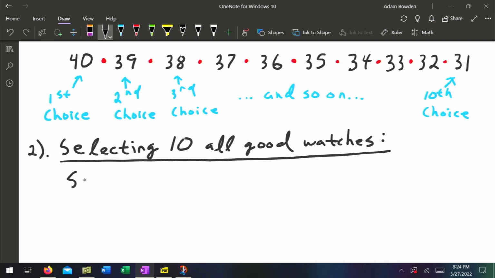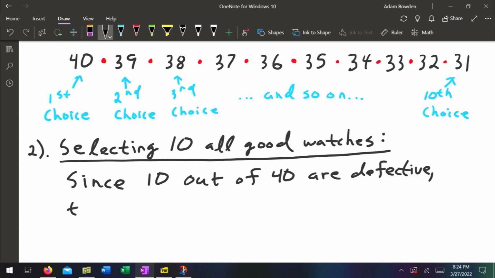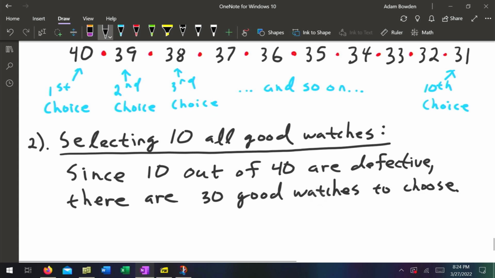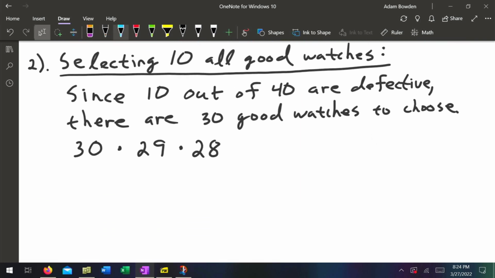Okay, so since 10 out of 40 are defective, we can say that there are 30 good watches to choose from. If I go along a very similar pattern to the last one I did, to choose one first, there are 30 to choose from. Then there would be 29. Then there would be 28 left after I've already picked out 2 watches. And the pattern will go on from here all the way down.